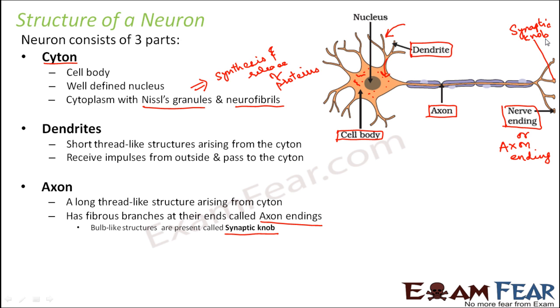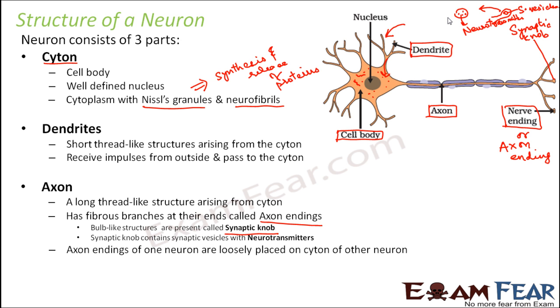Now why is it known as a synaptic knob? We'll see it very soon. The synaptic knob contains synaptic vesicles with neurotransmitters. Inside this synaptic knob there are vesicles, or vessel-like structures, which are called synaptic vesicles, and inside these synaptic vesicles the neurotransmitters are present. And what are these neurotransmitters? These are nothing but chemicals which contain information.